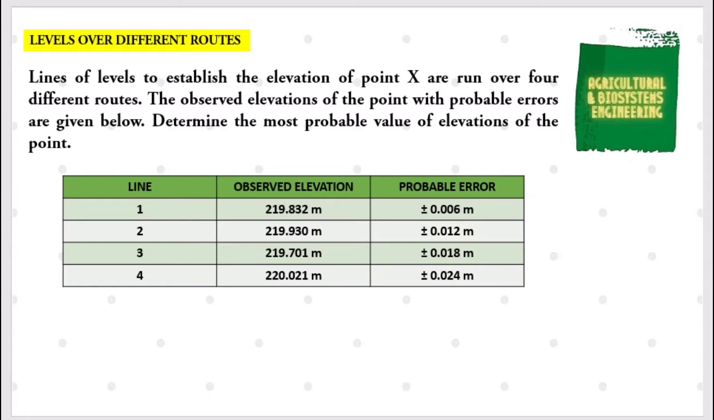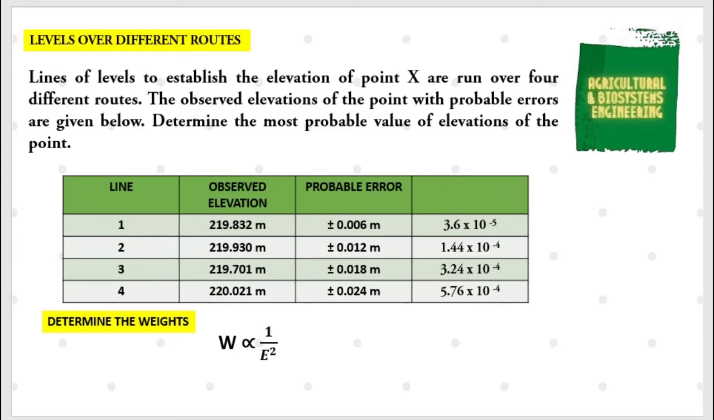You can see in our problem the values that are given. We have the 4 lines, with corresponding observed elevation, and probable error. The first thing that we need to do is to solve for the weights on our 4 different lines. But before that, you have to take note that the weight is inversely proportional to the square of the probable error. Now, you can see in our 4th column the values of the squared errors for our 4 lines.